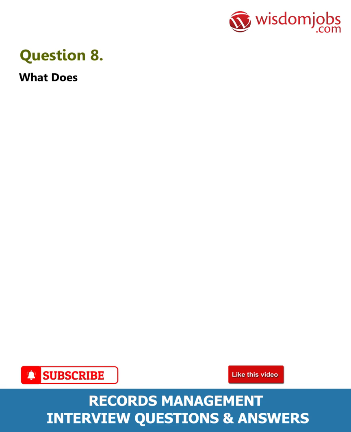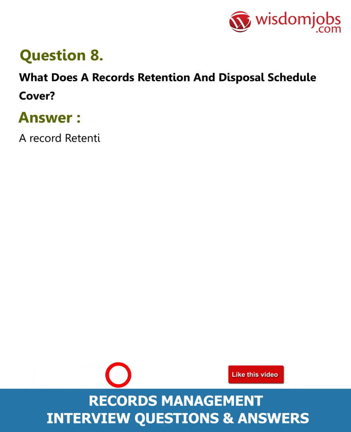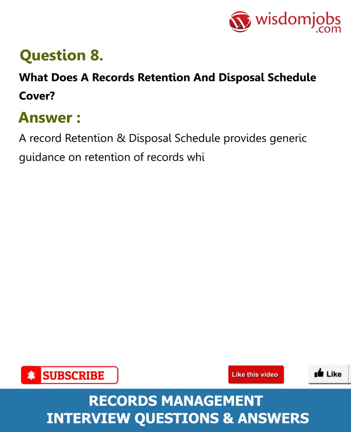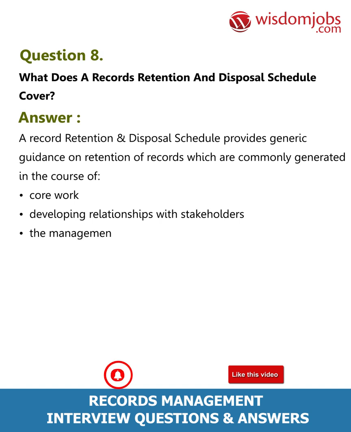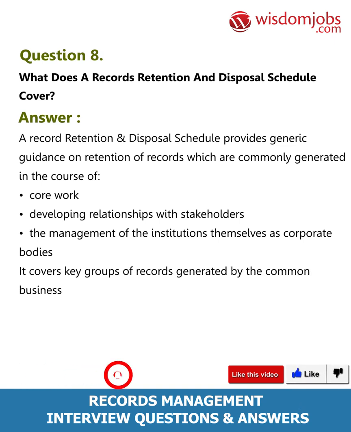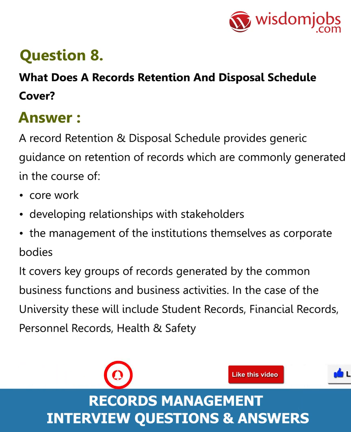Question 8. What does a records retention and disposal schedule cover? Answer. A record retention and disposal schedule provides generic guidance on retention of records which are commonly generated in the course of core work, developing relationships with stakeholders, the management of the institutions themselves as corporate bodies. It covers key groups of records generated by the common business functions and business activities. In the case of the university, these will include student records, financial records, personnel records, health and safety records, etc.